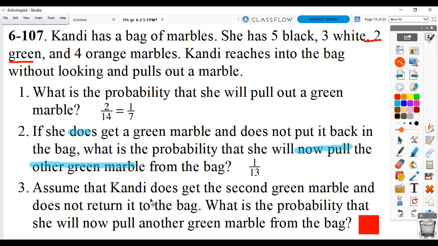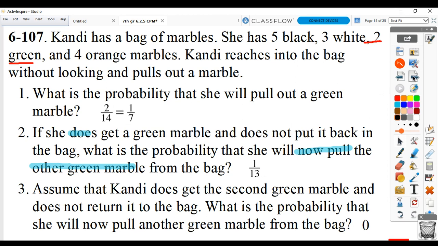And then assume that Candy does get the second green marble and does not return it to the bag. What's the probability that she'd now pull another green marble from the bag? Well, that of course is 0. It's not possible to pull any more green marbles out because they both have been pulled out and not returned to the bag.